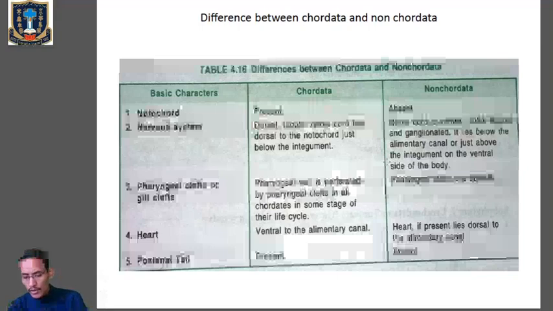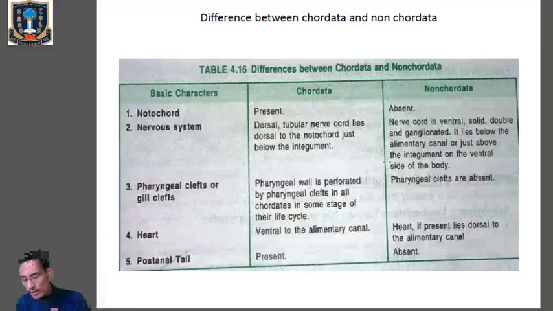Now let's talk about the difference between chordata and non-chordata. So what is the difference between these two, chordates and non-chordates? First, when we look into the basic features, notochord is present only in chordata but is absent in non-chordata. The nervous system in chordata is a dorsal tubular nerve cord which lies dorsal to the notochord just below the integument. And in non-chordata, the nerve cord is ventral, solid, double and ganglionated. It lies below the alimentary canal, just above the integument on the ventral side of the body.